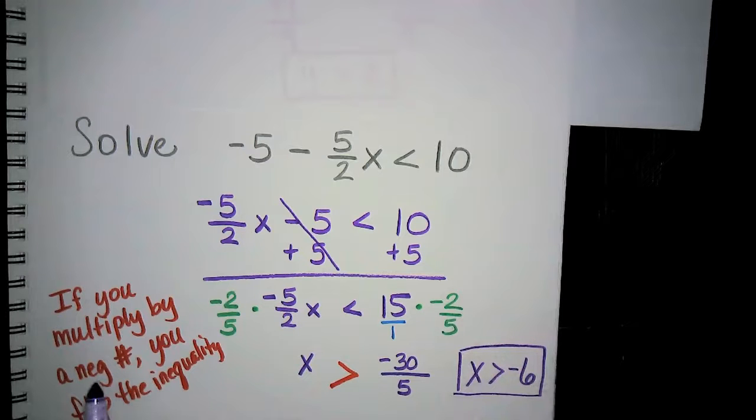Okay, so be real careful with that rule. If you multiply or divide by a negative number on both sides of the inequality while you're solving, you have to flip the inequality around.